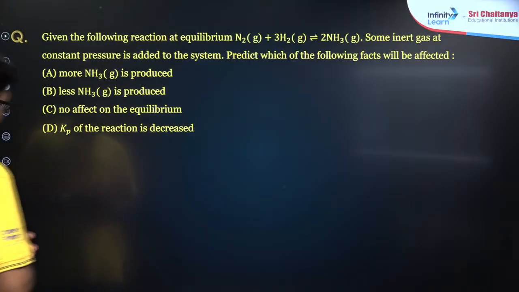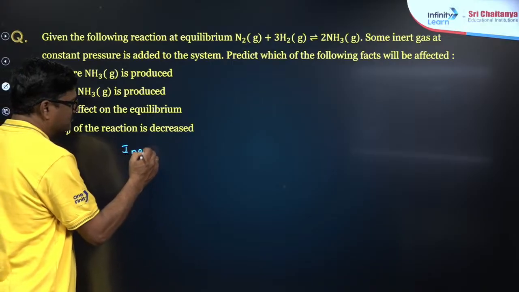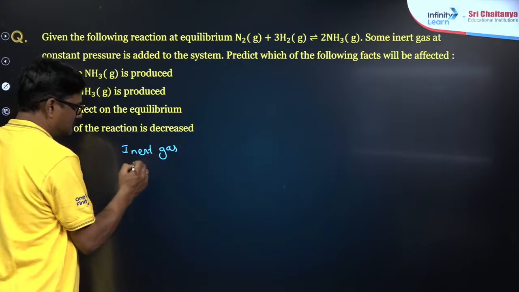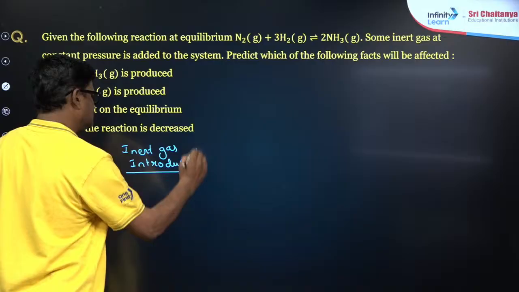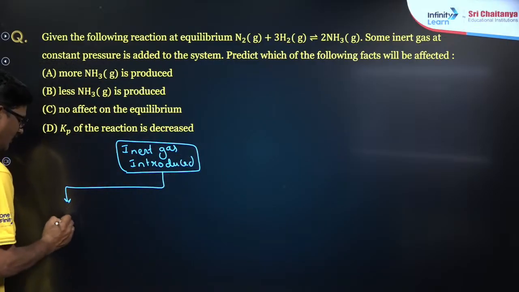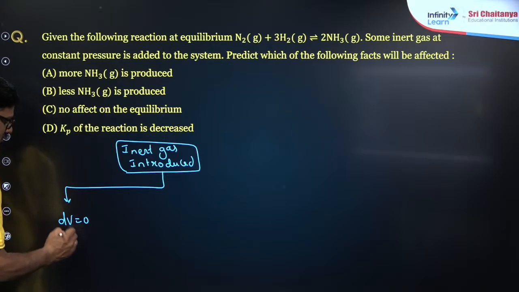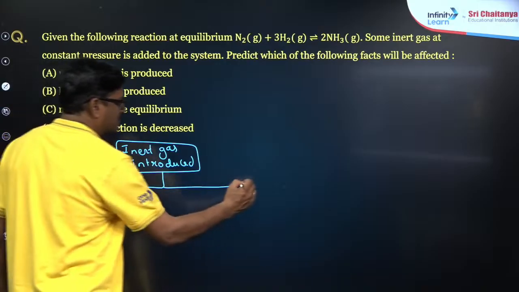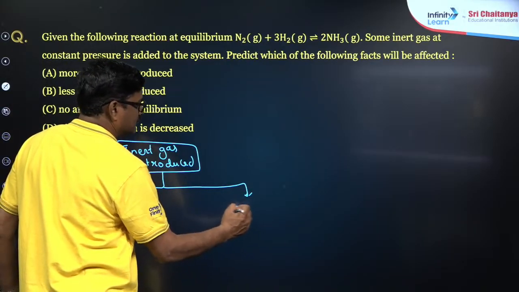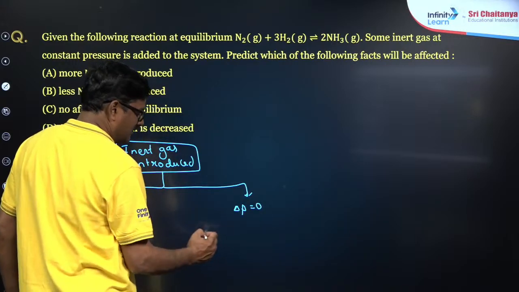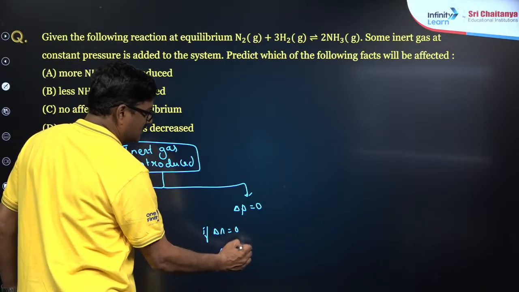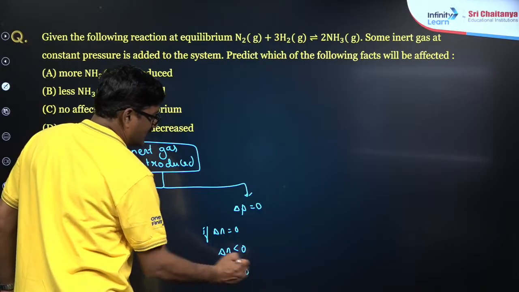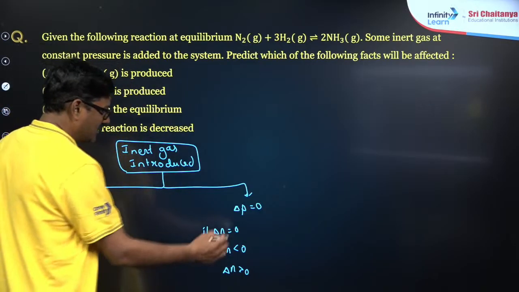You refer to yesterday's class. When inert gas is introduced at constant volume, no effect. At constant pressure, there are three conditions: delta N equal to 0, delta N less than 0, delta N greater than 0. Here, no effect.